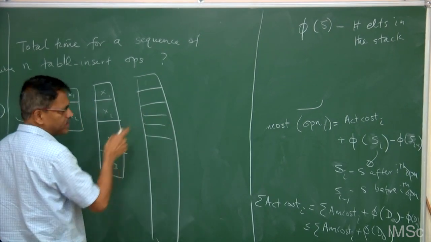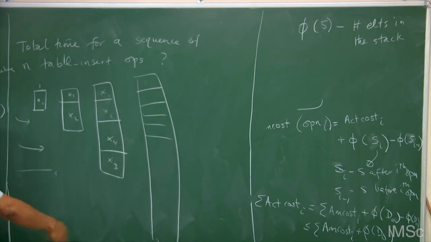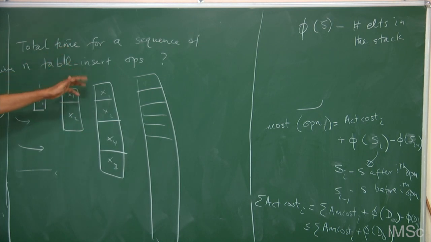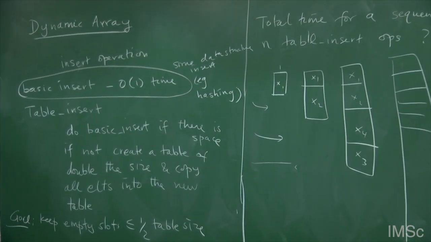All these guys are copied into that. And then the next 4 insertions will be cheap. I'll insert them. And when x9 comes, I will double the table, keep inserting. Now I want to know what is the total cost if I do n such insertions. This is actually implemented in practice in hash tables and so on, because you want to make sure that your space wastage is not much and you don't know the size of the data. So this is how you will dynamically insert.